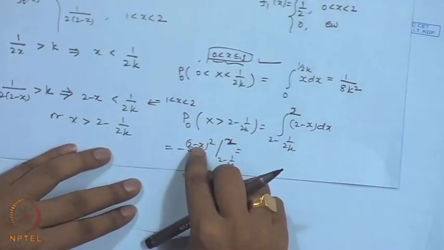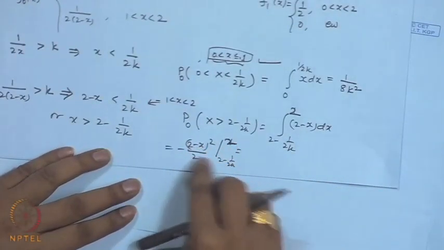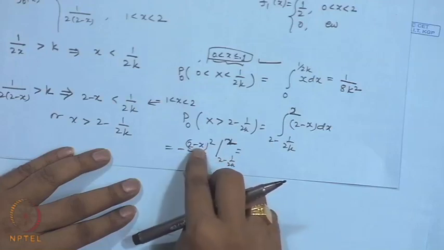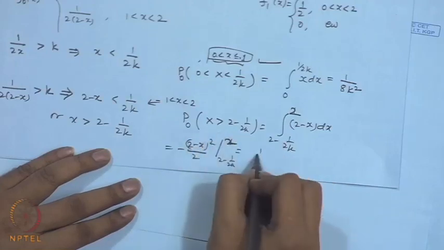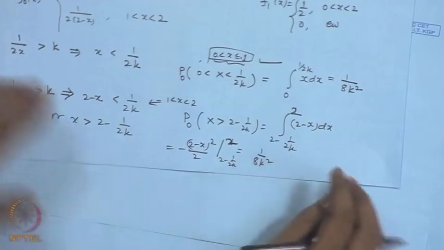If you look at the value at 2, this becomes 0, and when we put 2 − 1/(2k), this is again (1/(2k))². So, it is again 1/(8k²).